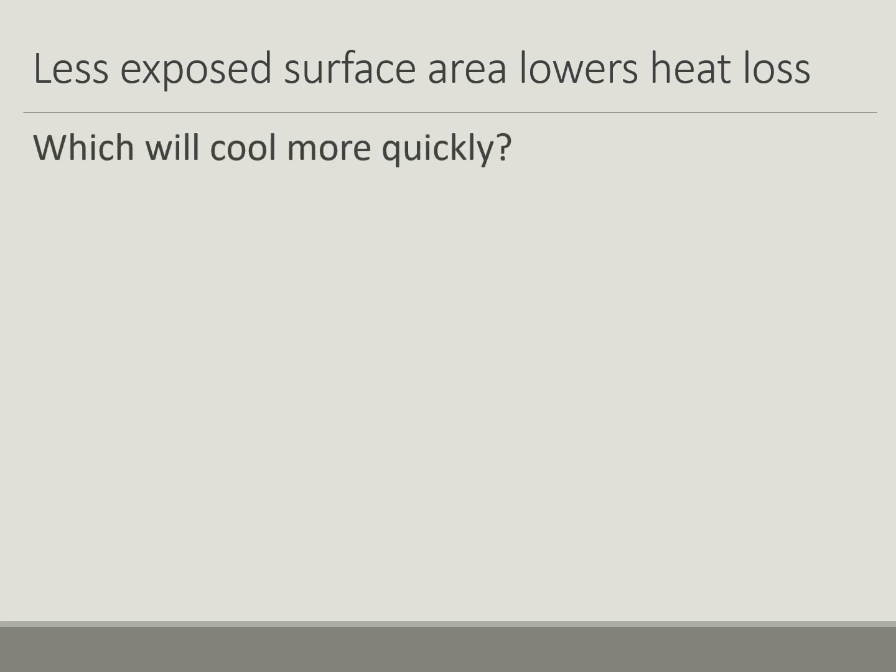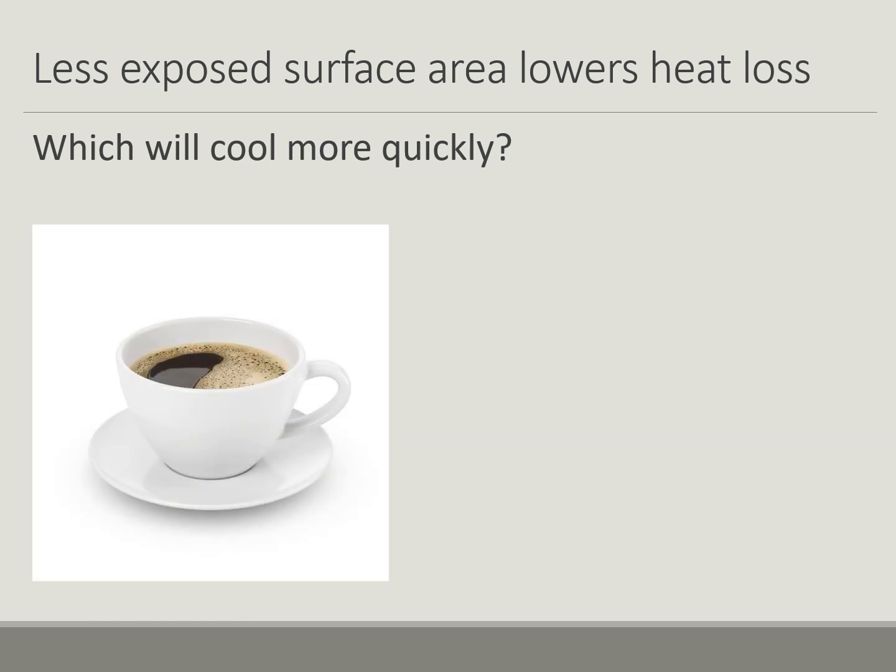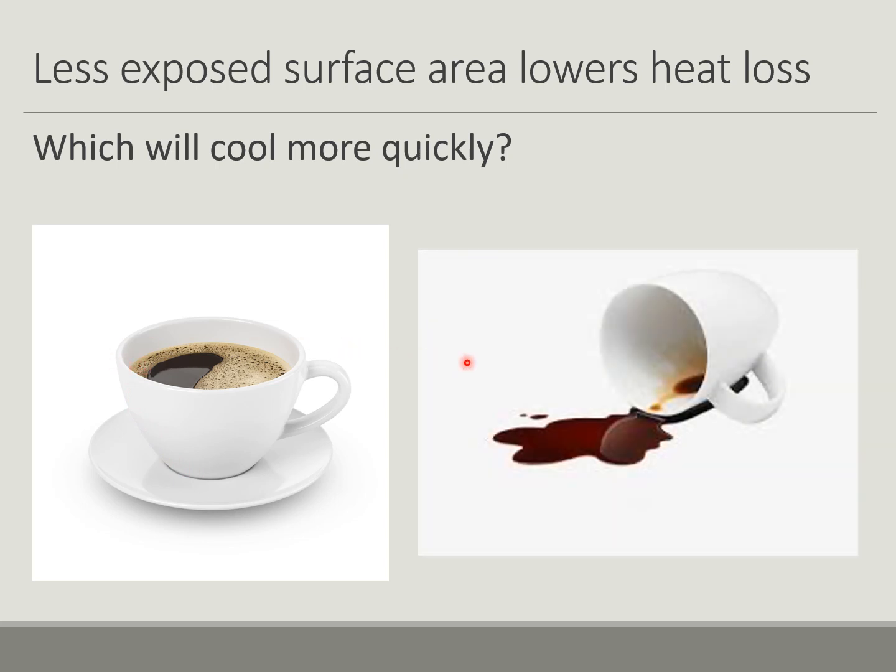So to illustrate this, let's do a thought experiment. Which will cool more quickly? This cup of hot coffee, right? Because it's in the mug, it does have this more spherical shape. Or coffee that's spilled over and has spread out and is flat and has very high surface area, especially relative to its volume. I'm sure you will agree with me and say that this is what will cool more quickly, again, because it has more surface area exposed to the air relative to coffee in the cup.